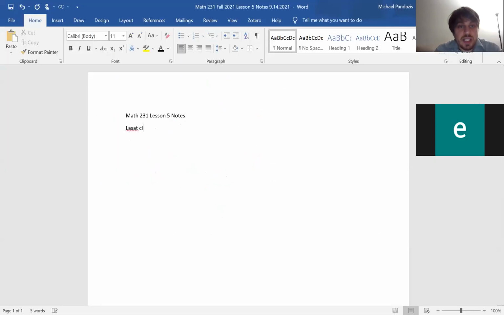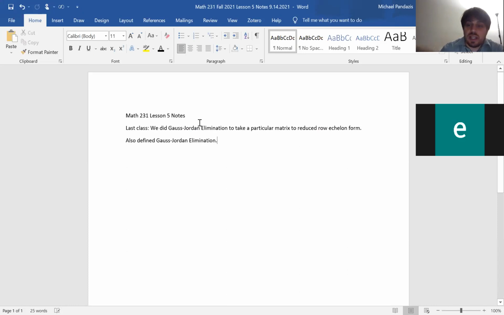Last class we did Gauss-Jordan elimination to take a particular matrix to reduced row echelon form. And so I also defined Gauss-Jordan elimination. It's the 6-step procedure that we did last class to do that example. Now, this class, we're just going to continue.